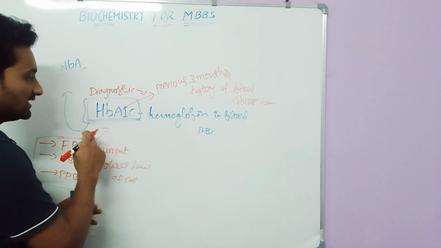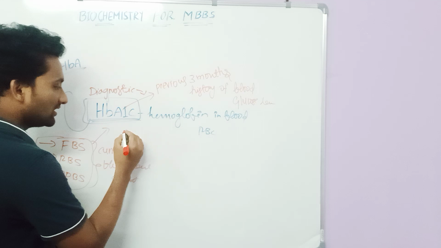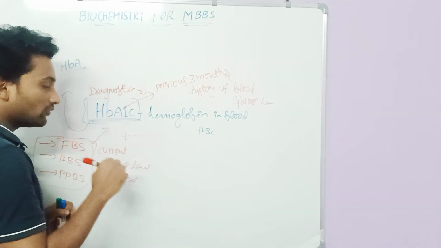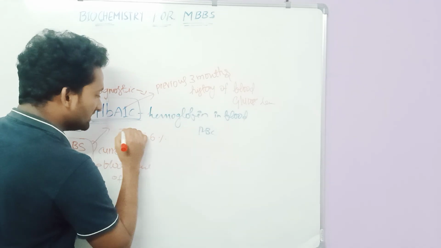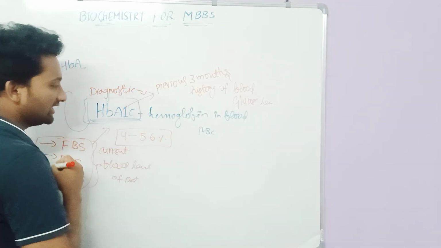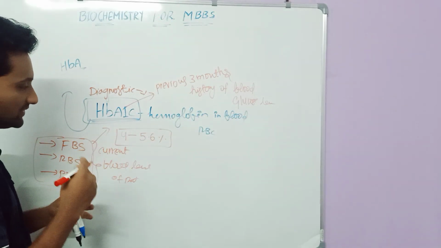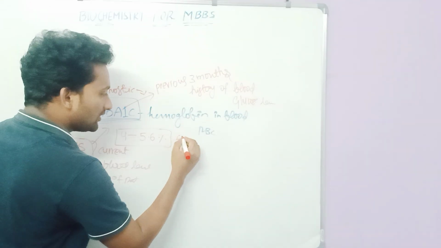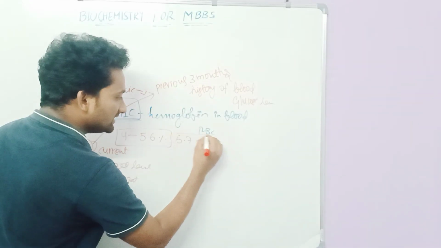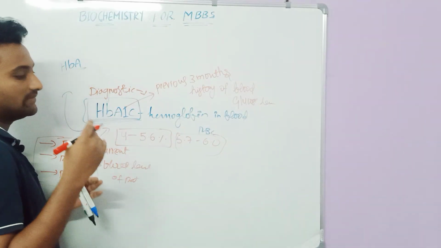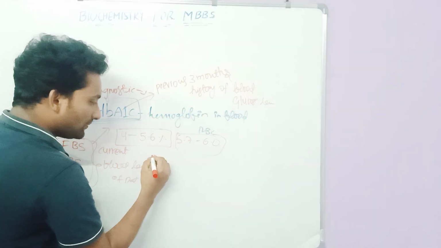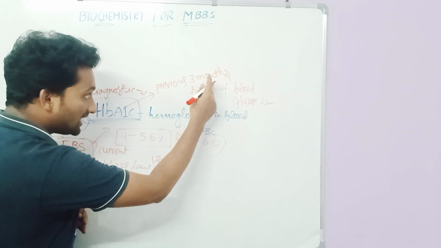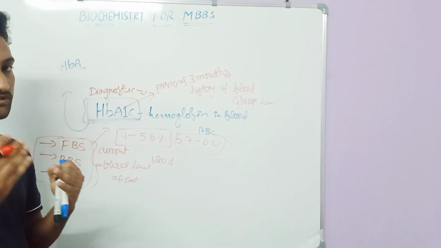So the normal HbA1c level is 4 to 5.6 percent, which is the normal reference value of HbA1c. If the person has 5.7 to 6, this is a pre-diabetic state of that particular person. So it indicates the past 120 days, or past 3 months history of blood glucose in a person.